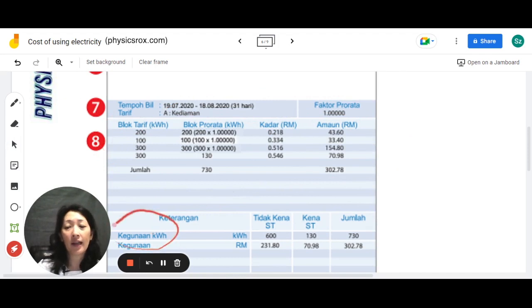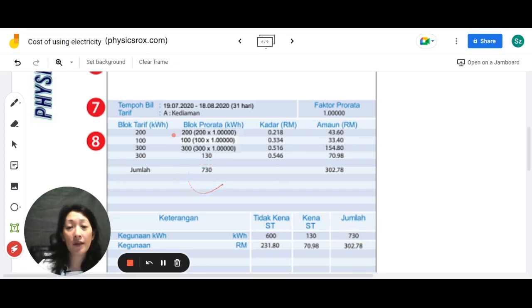This is the kWh usage, the usage in terms of the units for this particular household. You don't have to bother about the middle numbers. Let's just look at the total. Jumlah means total, so the total here is 730. So if it's a house, this particular household has used 730 units in the past month. So how do you calculate the cost over here?